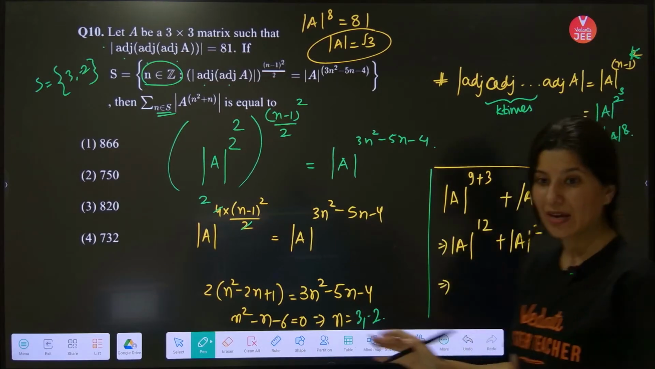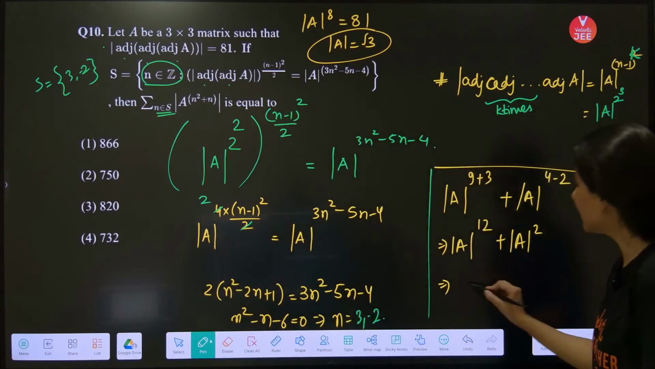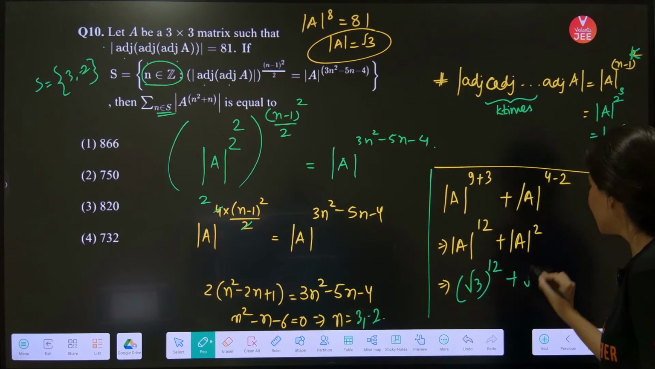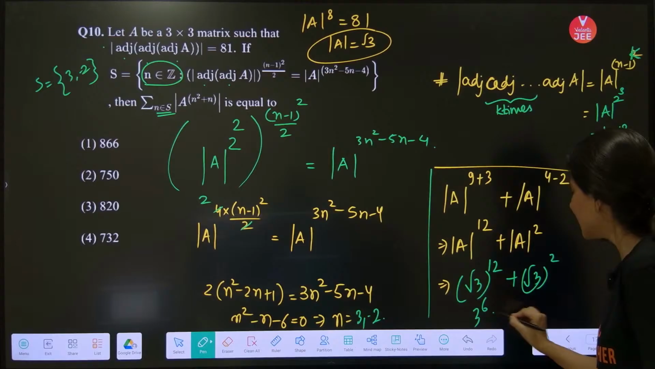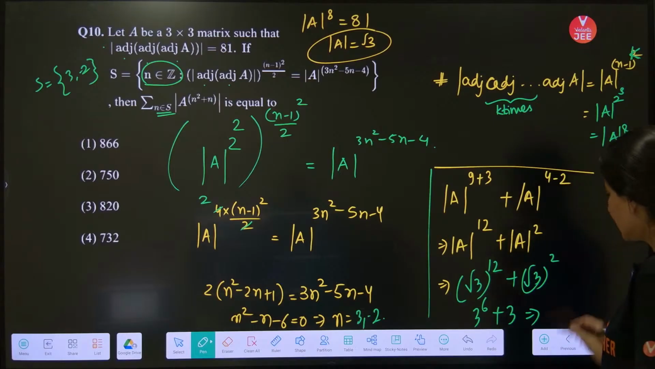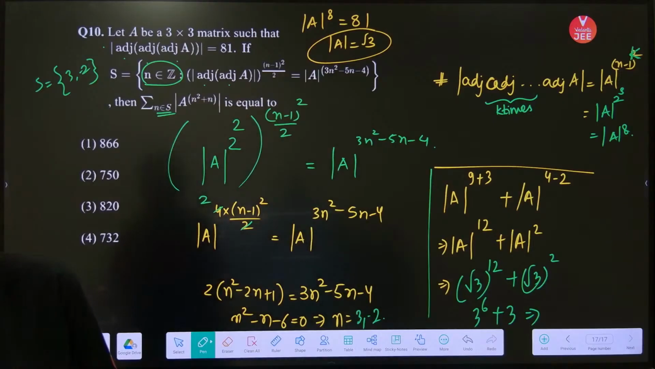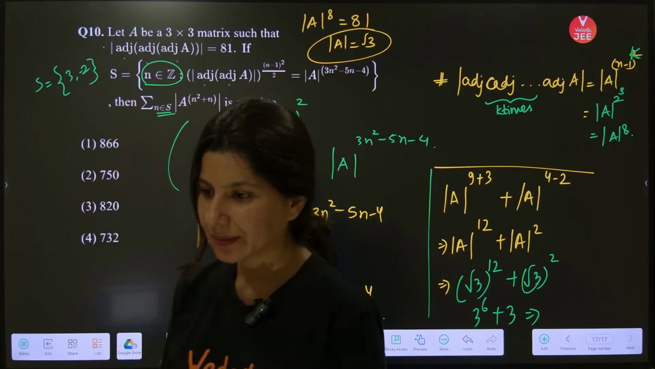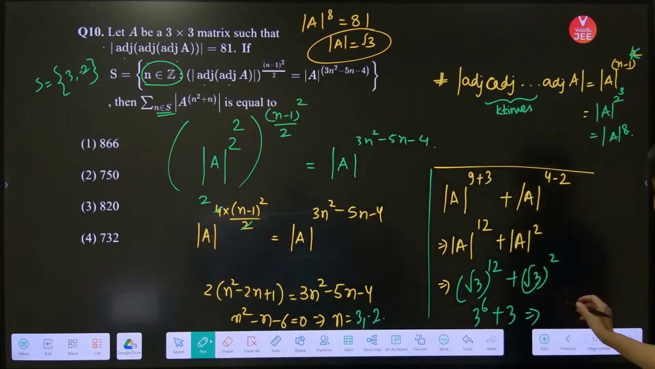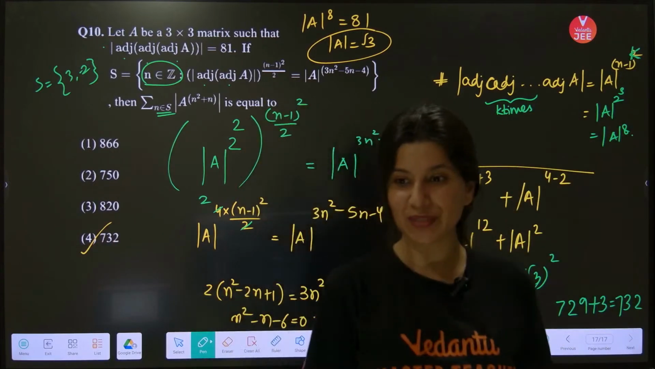Not a very difficult question. By the way, last question. We are done with the session. So now determinant A is root 3, power 12, plus root 3 square. So this is 3 power 6 plus 3. That's a little bit heavy on calculation, right? 729 plus 3 is the answer. So it is going to be 732. 732, where are you? Option D is absolutely right.